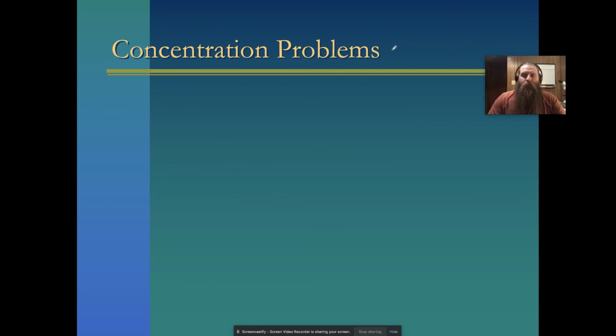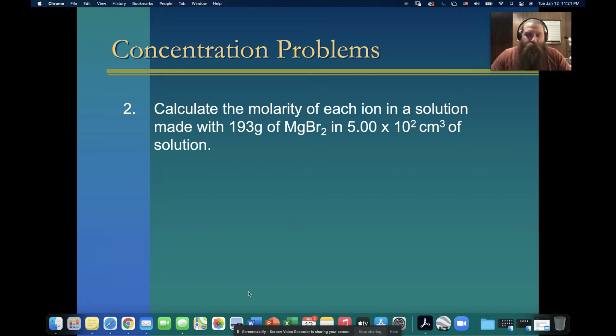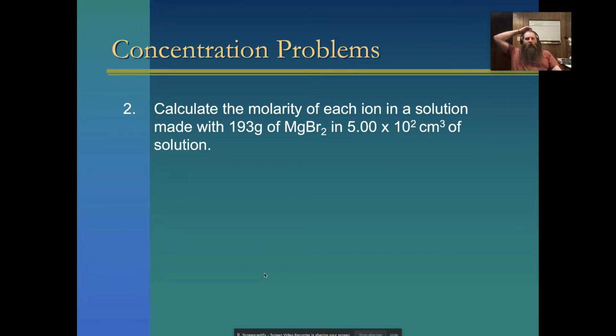Let's look at one more. This one's a little tougher. This one's going to let us think a little bit. So I'm going to move my face up here out of the way so we can make sure we have something. So it says, calculate the molarity of each ion in a solution made of 193 grams of magnesium bromide in 5 times 10 to the 2 cubic centimeters of solution.